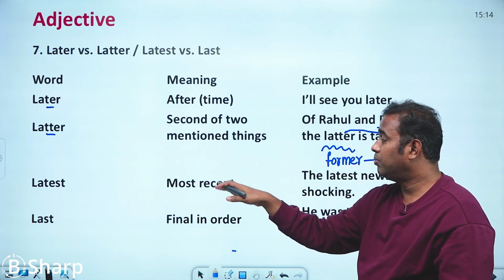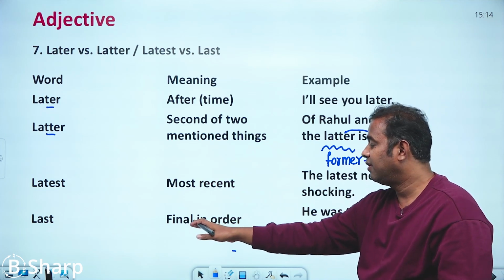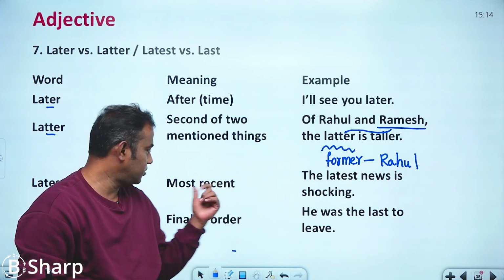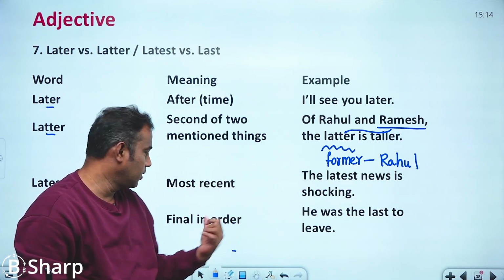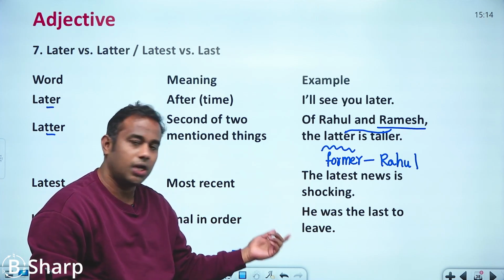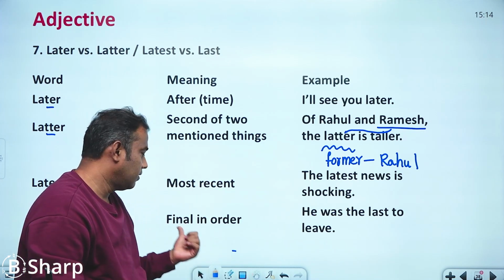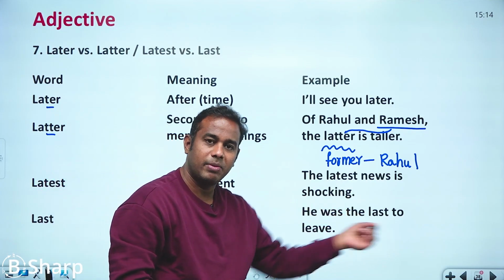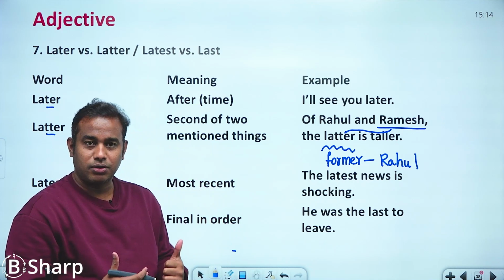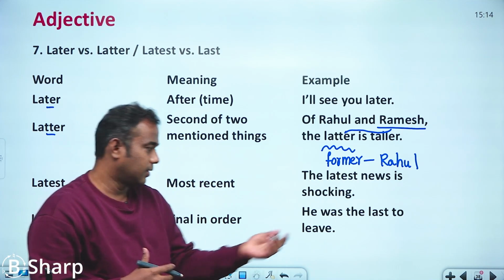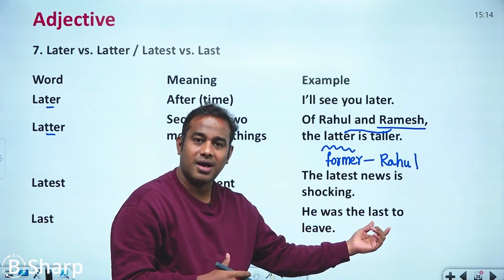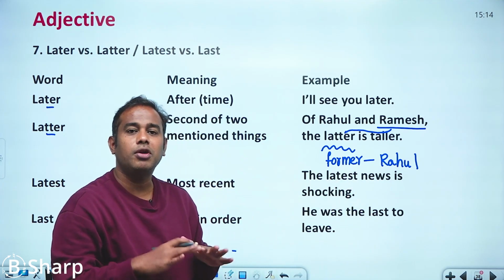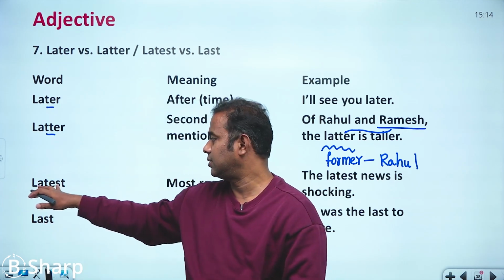Now latest and last. Latest means most recent, last means final in the order. The latest news is shocking means very recent news is shocking. Whereas he was the last to leave means you have already come to a conclusion that this person was the final one who came out. When you are going to convey that this is the final thing, that is when you use last. But latest means most recent, up to now whatever information you have, that much is called the latest.